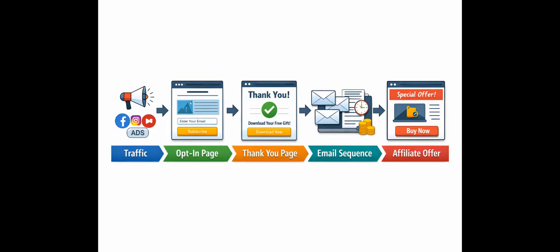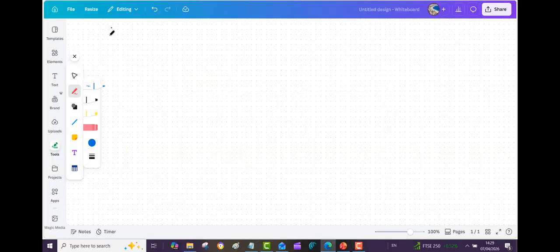AI touches almost every part of this. The opt-in page copy, the thank you page script, the email sequence, all of it drafted faster than I could have done it manually. The workflow stays the same. AI just removes the bottleneck. So we're going to be using AI for this.